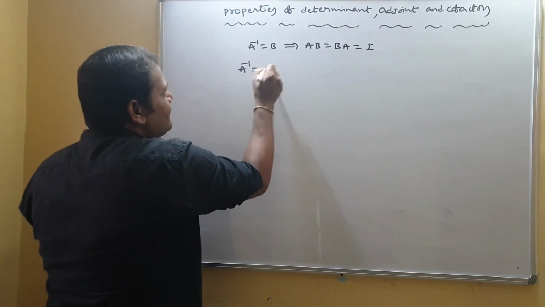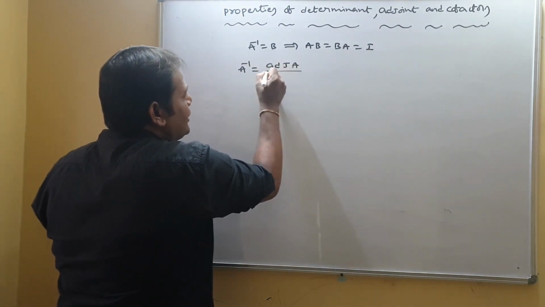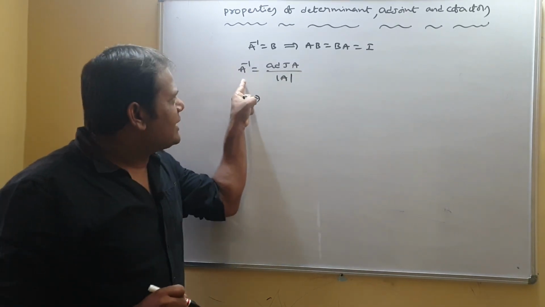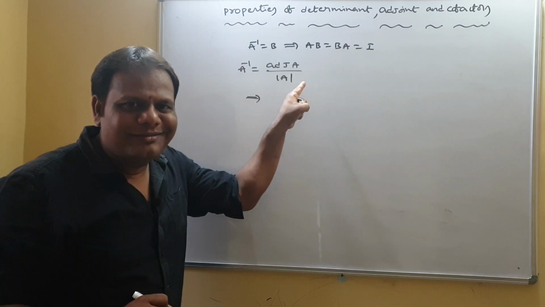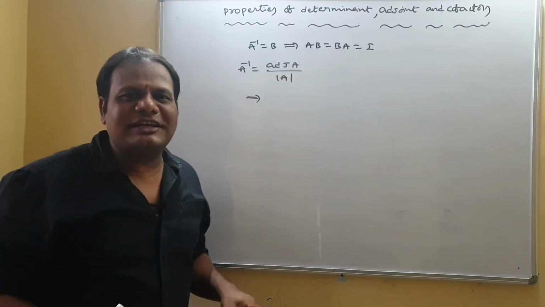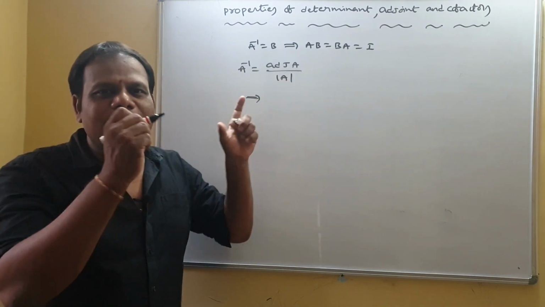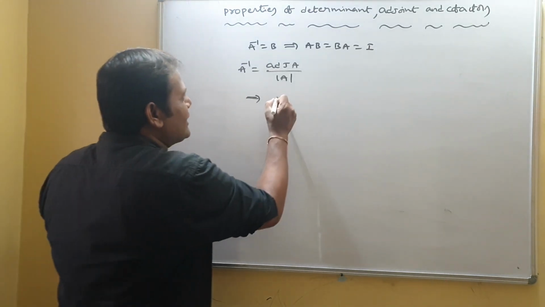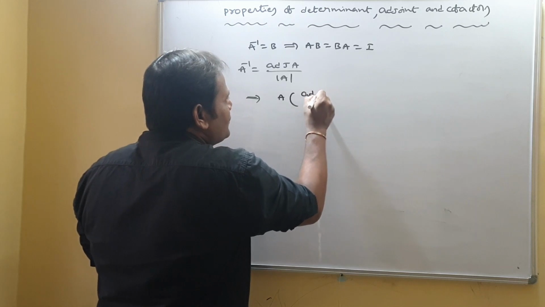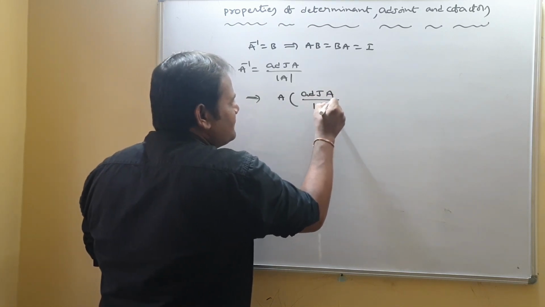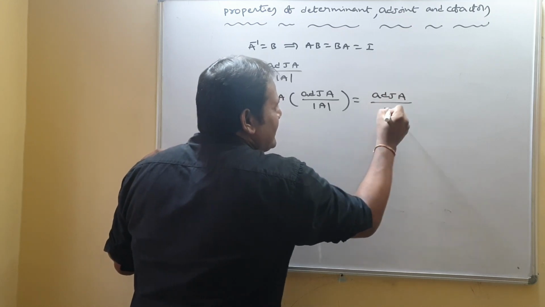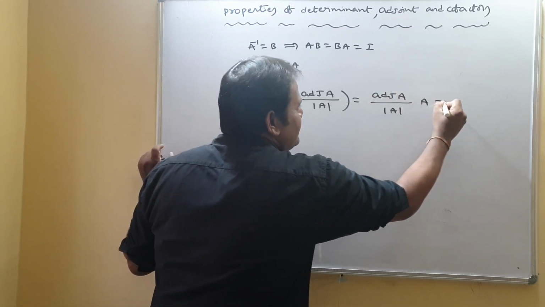We know that A inverse equals adjoint A by det A. Observe this. Is it like A inverse equal to B? Yes. If A inverse equals B, what can we take? A into B equals B into A equals I. So you can write A into adjoint A by det A is equal to adjoint A by det A into A equals I.